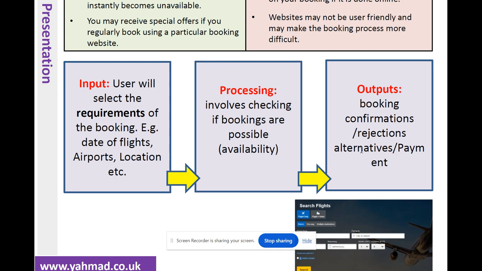So that's the process of booking a ticket for a flight. Inputs: select the requirements. Process: checking availability. Then the outputs will be a rejection if there's no seats available, and then maybe they can give alternatives which might be more suitable for you.